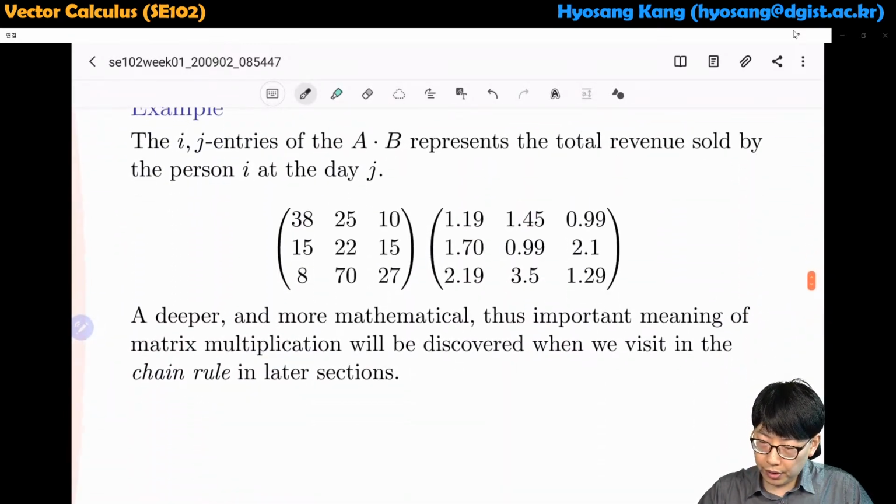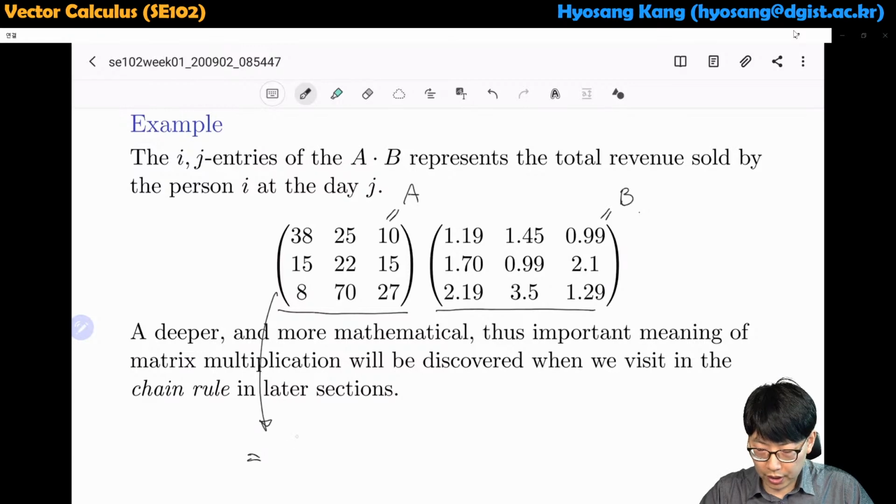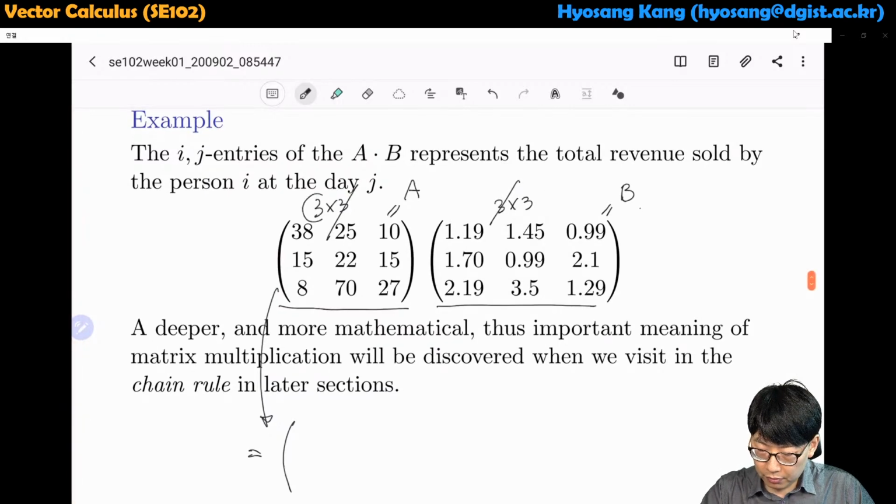So suppose that we have two matrices. This is matrix A and this is matrix B. Okay, so how do we take the matrix multiplication? First of all, A is a 3 by 3 matrix and B is also a 3 by 3 matrix. The resulting matrix has the number of rows of the first factor and the number of columns of the last factor. So still it's going to be a 3 by 3 matrix.